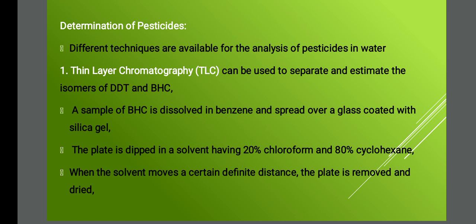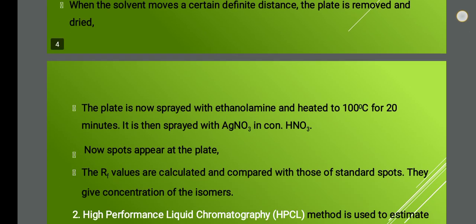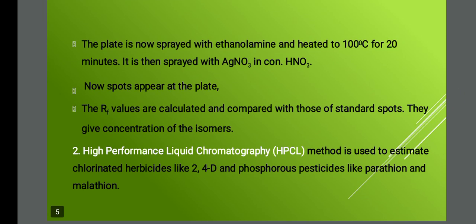After that, the plate is sprayed with ethanolamine and heated to 100 degrees centigrade for 20 minutes. It is then sprayed with silver nitrate in concentrated nitric acid. Now spots will appear on the plate, and the Rf values are calculated and compared with the standard spots, and this will give you the concentration of the isomer.